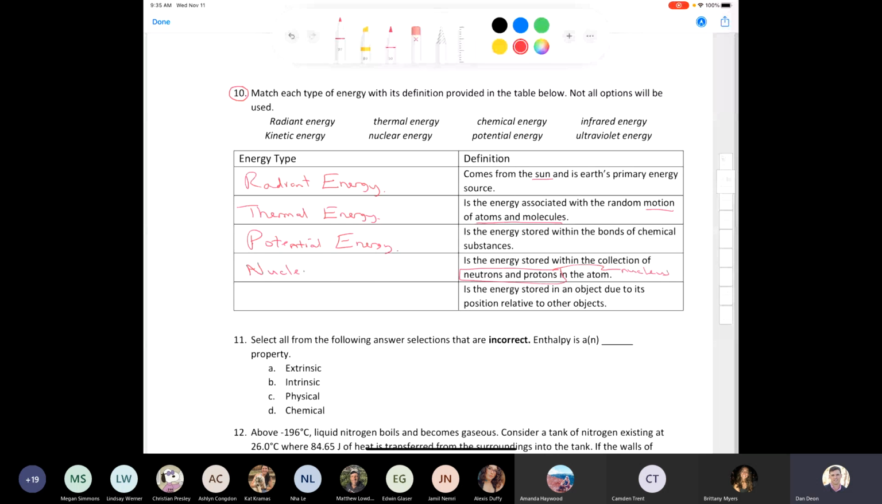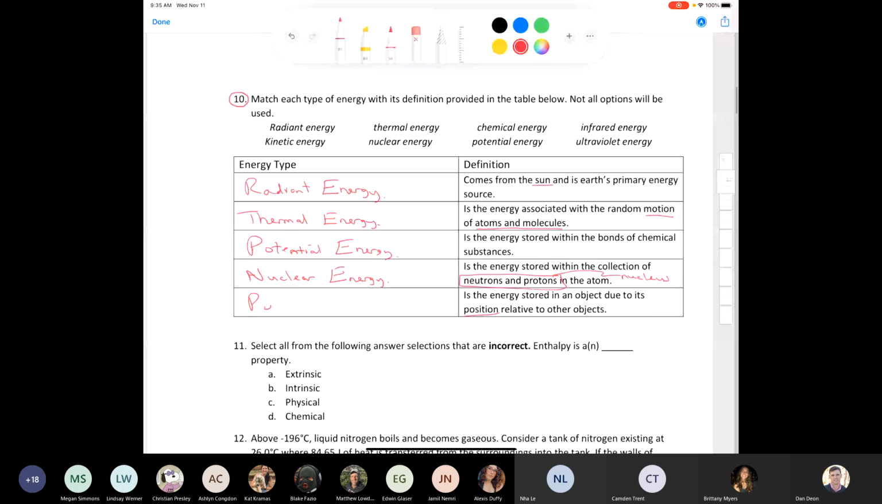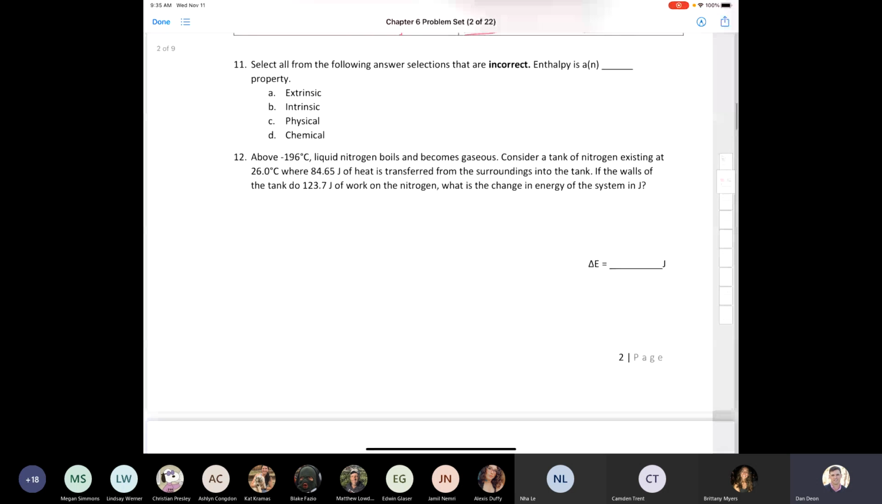Nuclear energy. And the next one is the energy stored in an object due to its position. So due to its position relative to other objects, that would be potential energy. Now, at the very beginning of chapter 6, the author of our textbook goes over all the different types of energy. So it might be a good idea to review that. Well, now I want to skip ahead to question number 12. I think this would be a great question for the next exam.